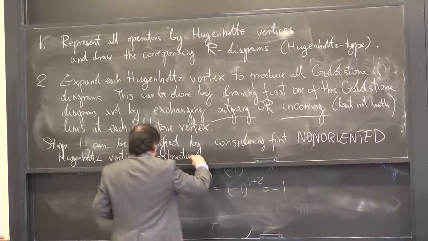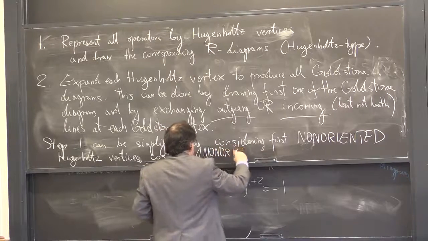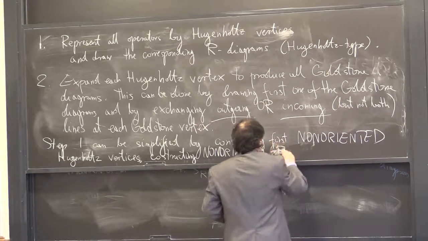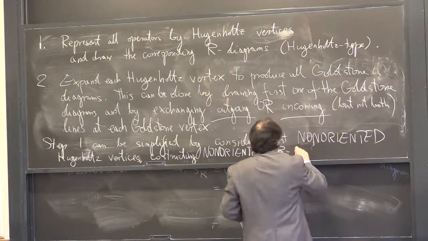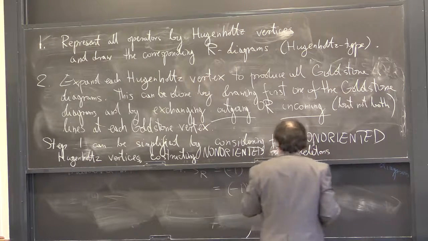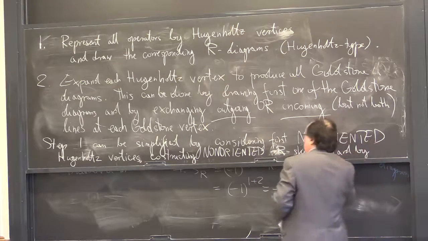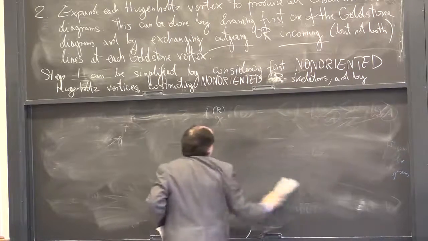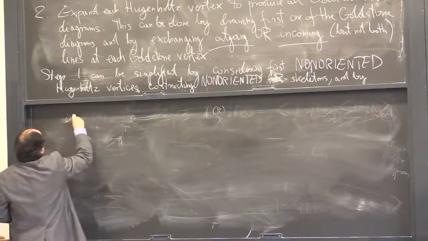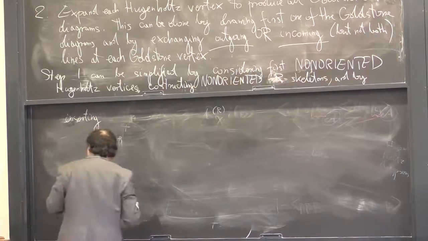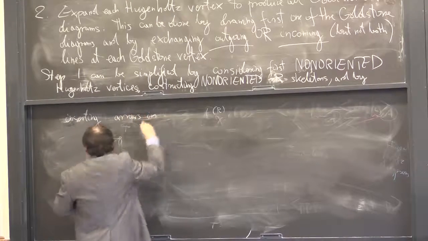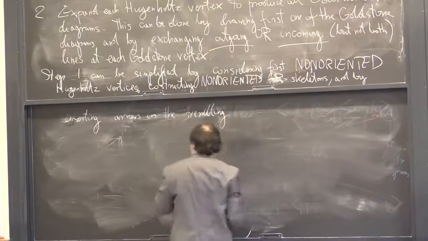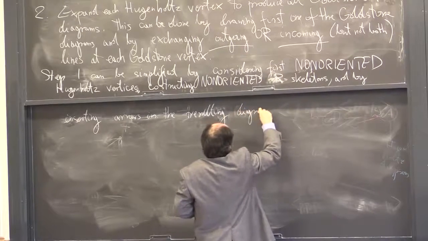constructing non-oriented resulting, okay, I'll write this in place, R, resulting R by constructing non-oriented R skeletons, and by subsequently adding, I guess I have to stretch on this blackboard, or by inserting, maybe I should say, by inserting arrows in the resulting diagrams in all possible ways.